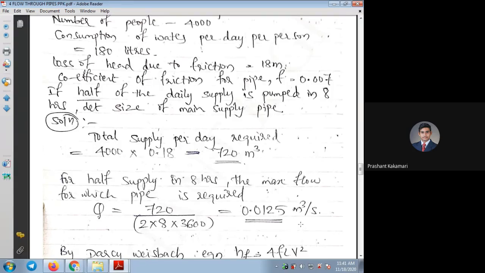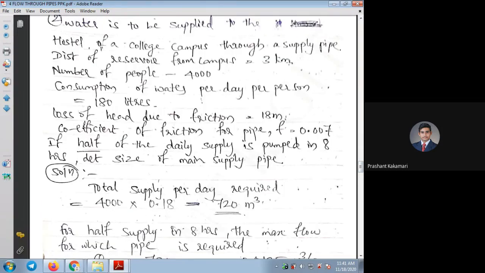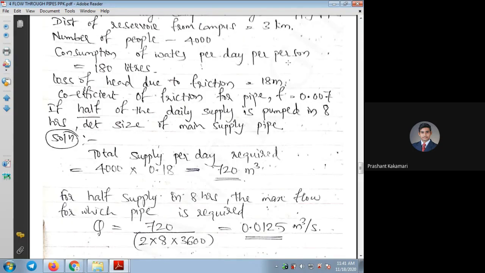Per day, 720 meter cube of water is required. Per second, 0.0125 meter cube per second of water is required. So why are we finding all these things? Later we need to find out the size of the pipe required. We don't want to find the length of the pipe. Length of the pipe required is 3 km, up to 3 km we need pipe connection. That is given in the problem. But what we need is the size or diameter of the pipe required. That can be related later. So first we are finding how much flow rate is required for the hostel.